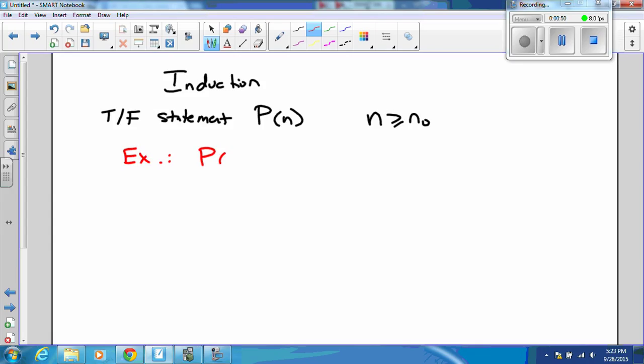I might claim that the sum of all of the integers from 1 to n adds up to n times n plus 1 all over 2. Maybe this is true, maybe it's not, but I'd like to claim it and I'd like to prove it.